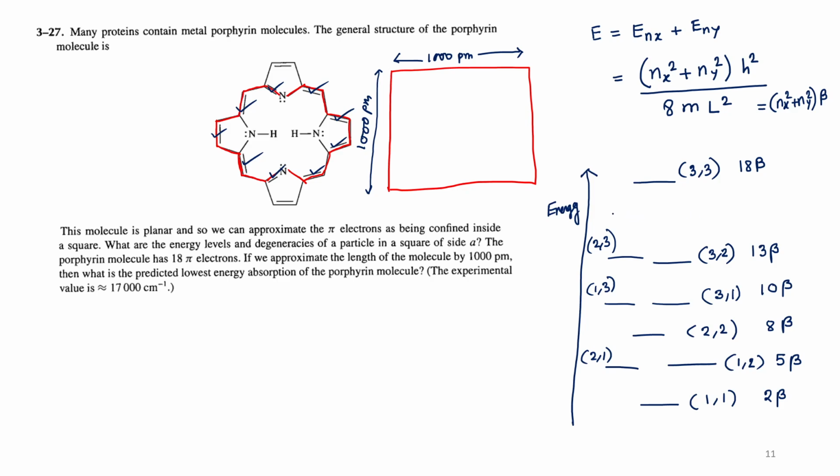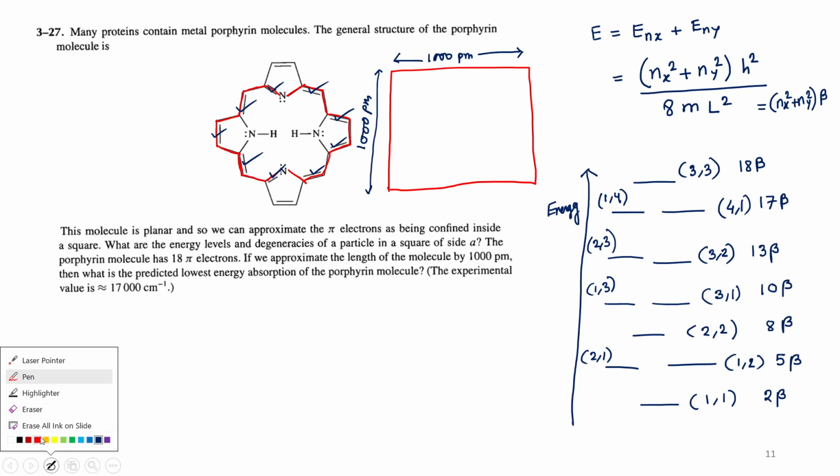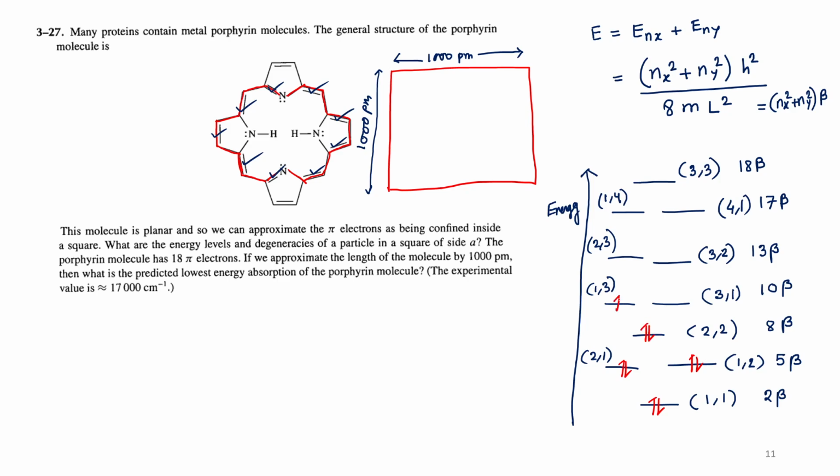So I hope you understand why I kept one gap, because 4 comma 1 is going to get here. See, 4 square plus 1 square, so 17 beta is going to be in between those two, obviously. And let us fill the electrons also. We have 18 pi electrons, right? So each can have two. Let us fill that also so that we can get the idea about the HOMO and LUMO, right?